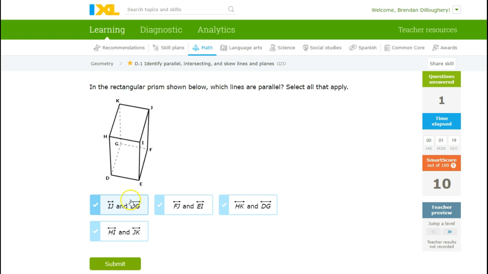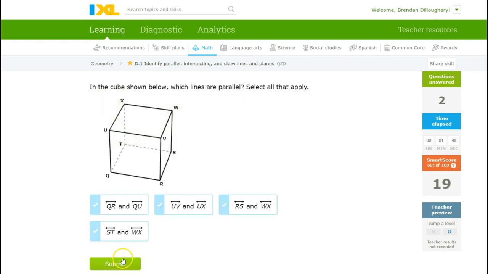Okay. Which lines are parallel? So select all of them. So we have IJ and DG. So IJ and DG, yeah, those two are parallel. FJ is this vertical one, and EI is a vertical one, yeah. HK and DG, HK and DG, yeah. And then HI and JK. So HI is across, and JK, wow, all of them, I like it. Okay.